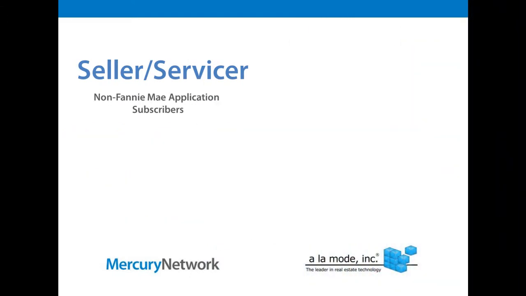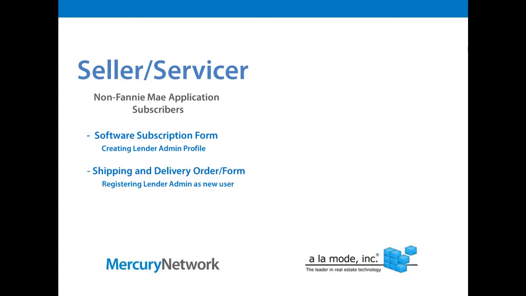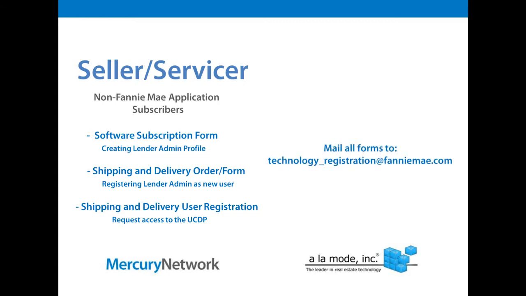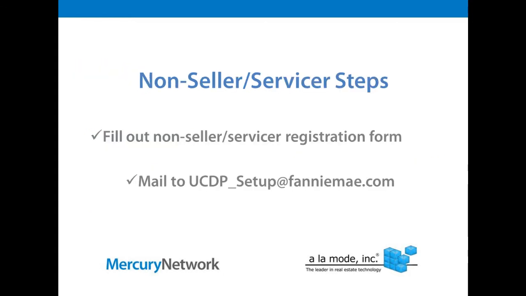If your organization does not subscribe to any Fannie Mae technology application, you'll need to download and complete the following forms in order to get set up as a shipping and delivery technology application user. The first one is going to be the software subscription form, which again is going to create your lender admin profile. The second one will be your shipping and delivery order form, which is going to register your lender admin as the new user. Finally, the shipping and delivery user registration to the UCDP. As with the last screen that we saw, you'll mail all of these forms to technology_registration@fanniemae.com.